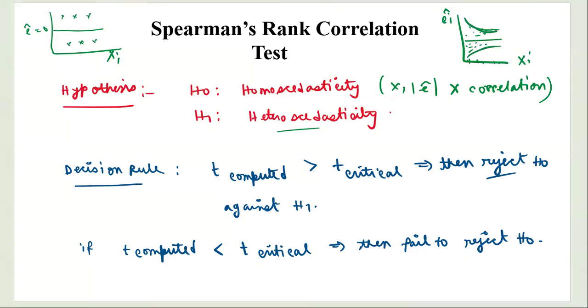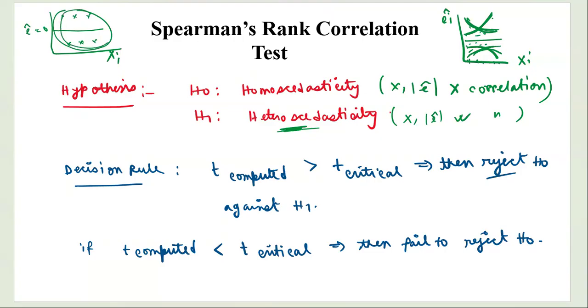If you have a funnel shape, either it is like this or it can be like this. This could be another funnel shaped residual plot. Whatever be the fashion, you will say that yes, heteroscedasticity is present, because X and the residual are strongly correlated. They have a strong positive or strong negative correlation. That is why heteroscedasticity is present.